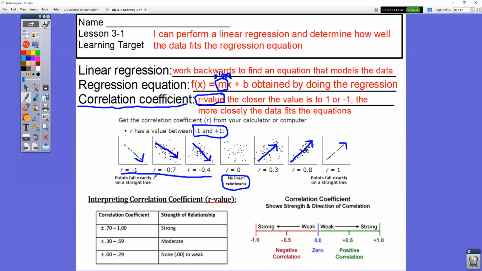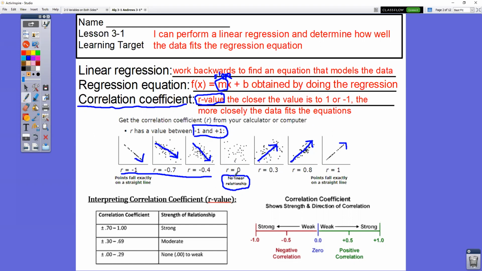All right. If your R value is negative, it's going down. If our R value is positive, it is going up. And it can be anywhere in between there. But negative means that it's going down. Positive means that it's going up as we go from left to right, just like we read a sentence.